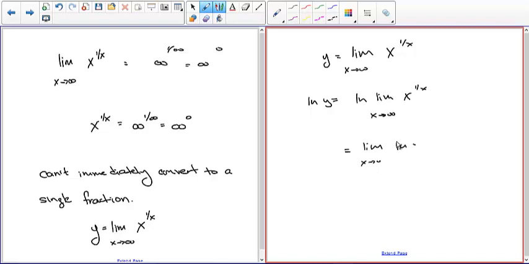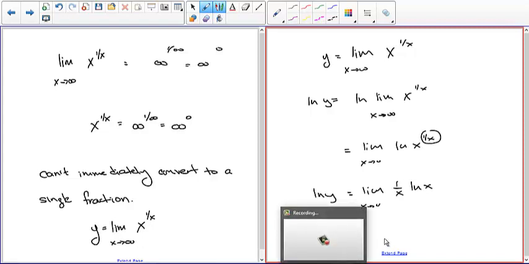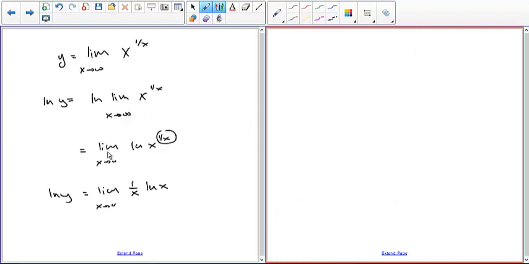the natural log of x to the 1 over x. So use the properties of logarithms, and you'll get 1 over x times the natural log of x. So this is your exponent. You bring the exponent out. So now I can use L'Hopital's rule on this side.